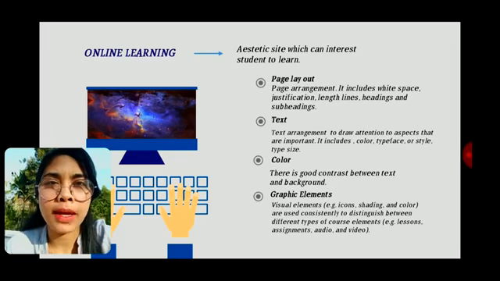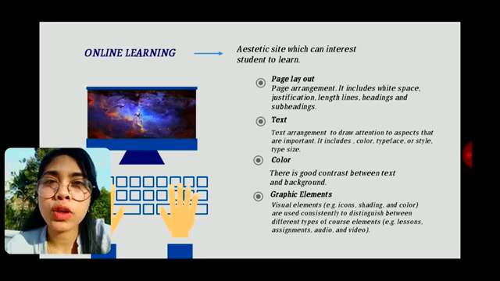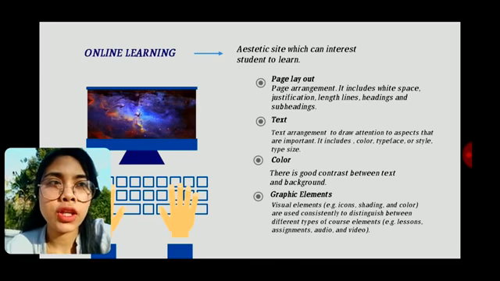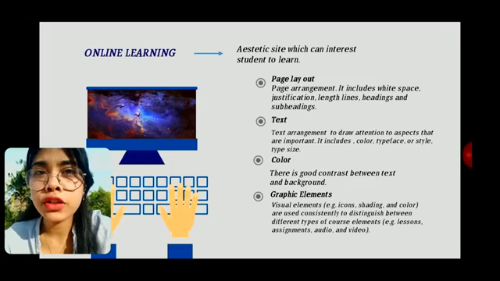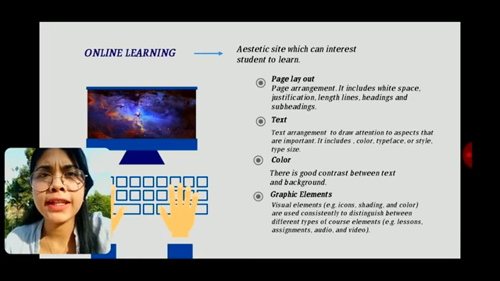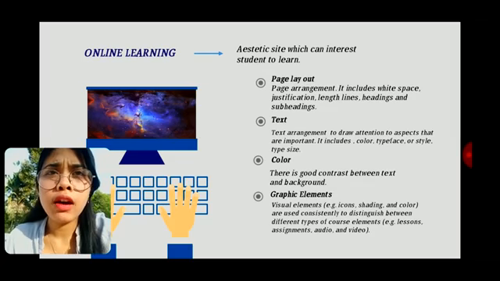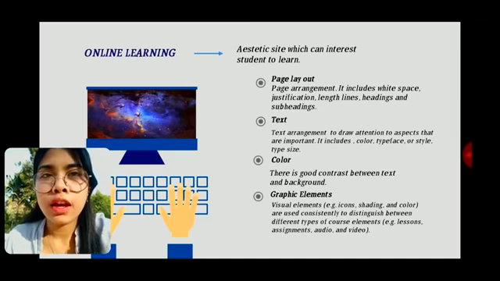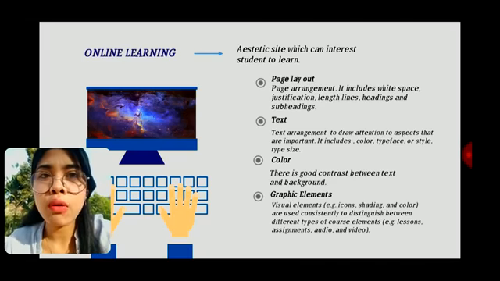And then graphic elements. Graphic elements are the most important thing. They are visual elements, for example, icons, shading, and color. Graphic elements persuade the learner to be interested in learning. So, as a teacher, we should be creative in making online learning, because we should be able to make the reader trust our topic. Online learning is like a product, and we should be able to make the customer trust our products.